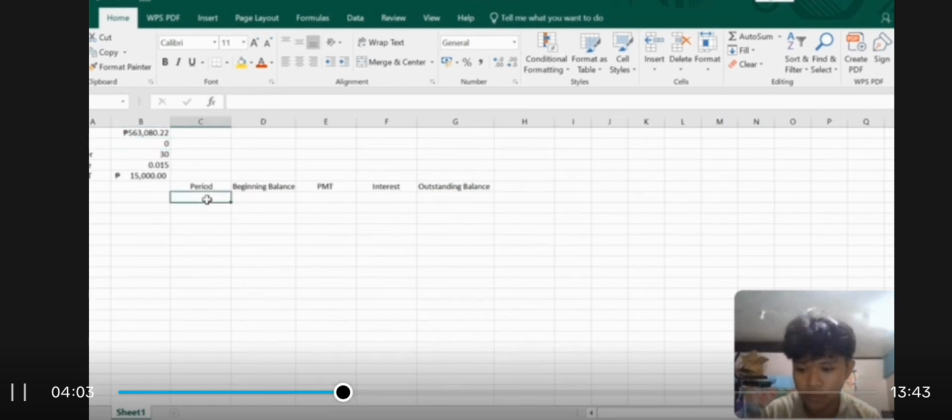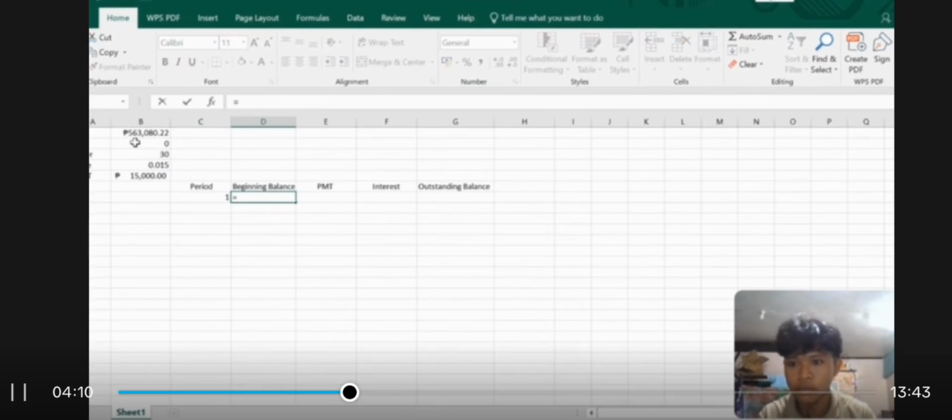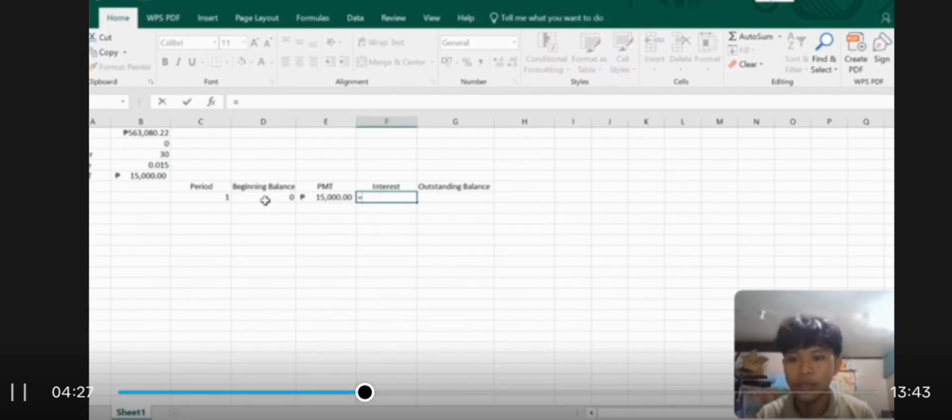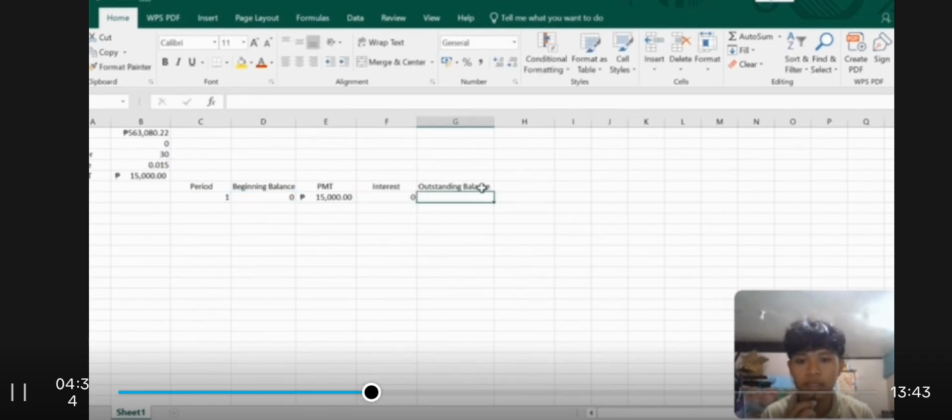So first you need to put the period 1. Then enter. Your beginning balance is equal to 0. Then your PMT is 15,000 pesos. Then the interest is the beginning balance multiplied by the rate. So you need to put an equal sign, then the beginning balance multiplied by the rate, then enter. So this is 0. For getting the outstanding balance, guys, you need to sum up these three, which is the beginning balance, the PMT, and the interest.